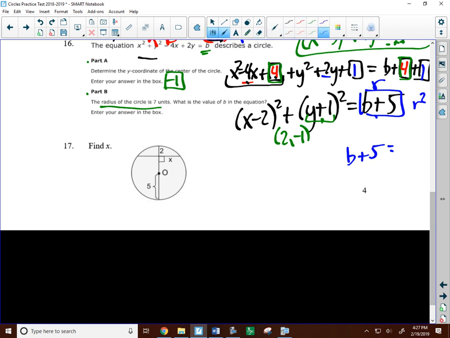So we need to square the 7. Let's get rid of that. So we need to do 7 squared. So okay, r is 7. Square it, r squared is 49. So that's what goes here. Subtract 5. So b is 44.